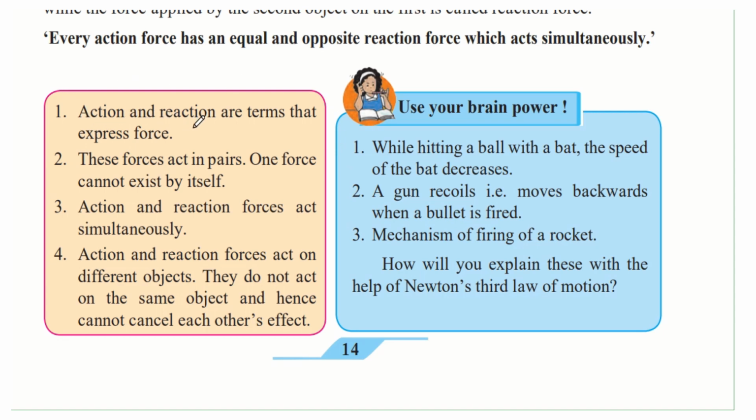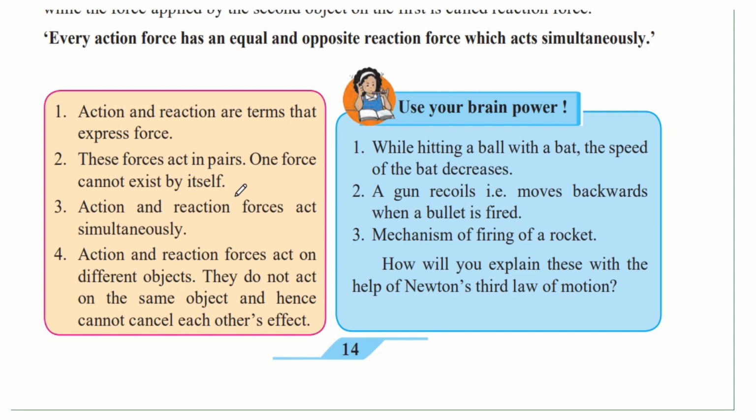Action and reaction are terms that express force. So in the Newton's third law, we had learnt about two terms, action and reaction, and these are different types of forces that are acting on different objects. These forces act in pairs, that is, they always act in twos. There is always two forces that are acting on certain objects. One force cannot exist by itself. So this is saying that without the presence of the other force, one force cannot be present.